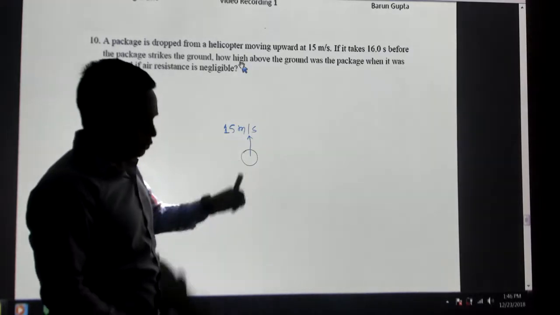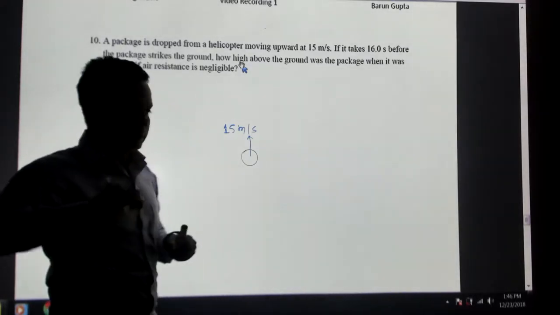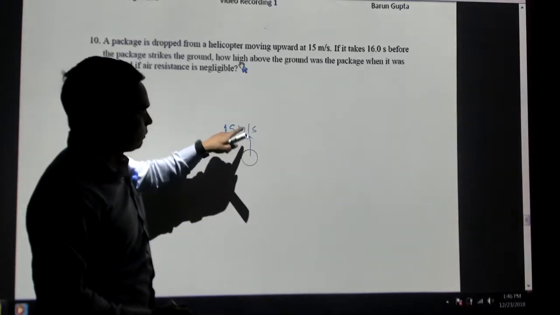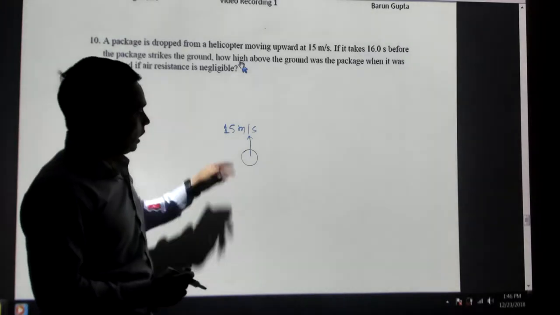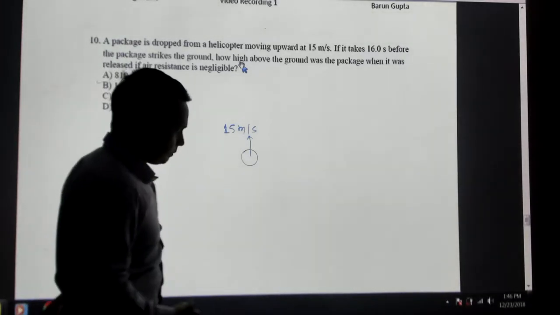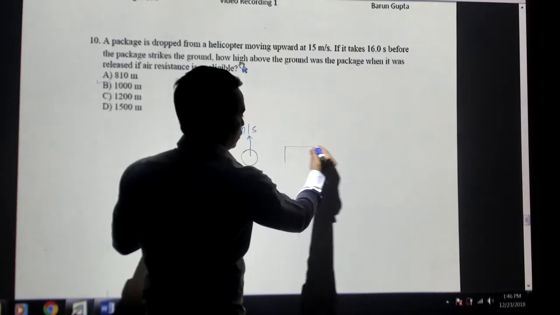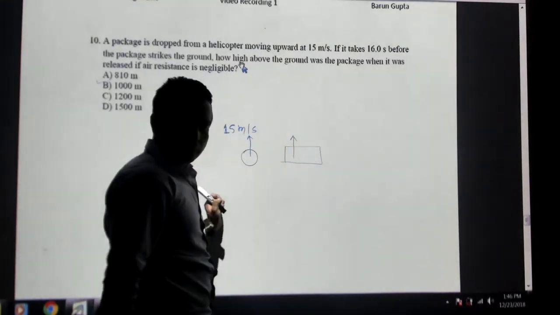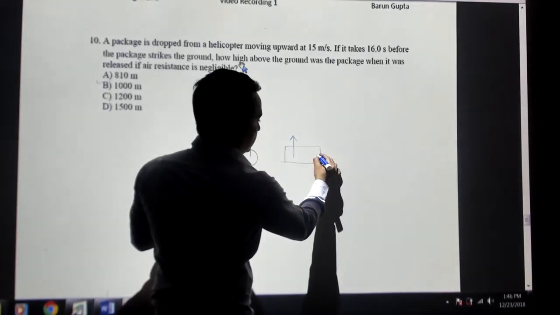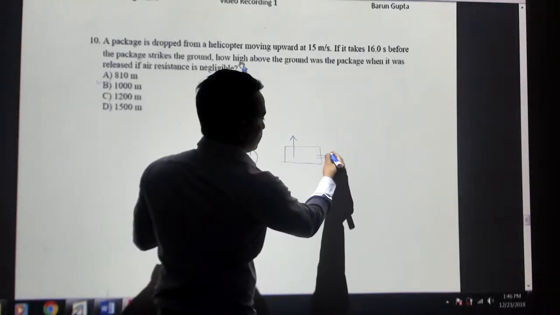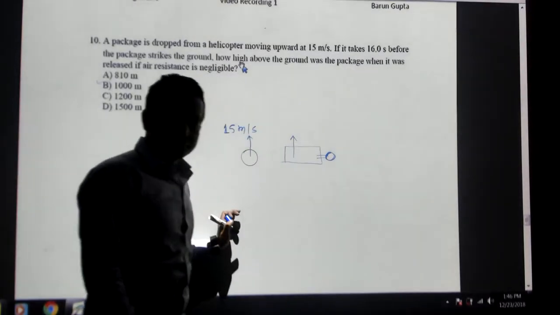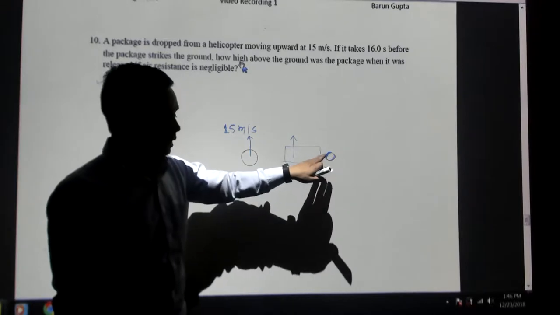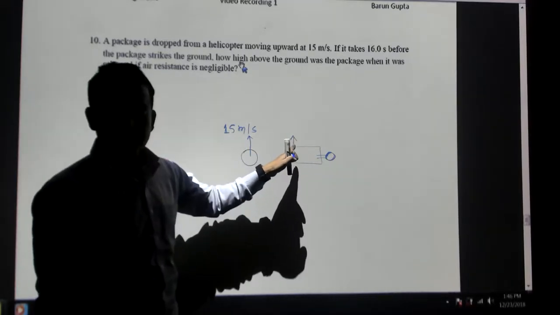And then you drop something from the aeroplane. Let's say the aeroplane is moving, or an object is moving at 15 meter per second. Let me explain this one situation first. You have an aeroplane which is moving upward, and then you drop an object from this point. This is the aeroplane, and you drop an object from this point. The aeroplane is moving upward with the 15 meter per second.